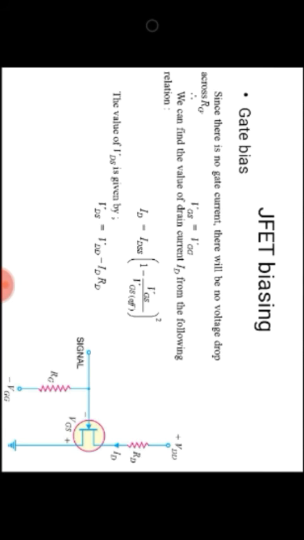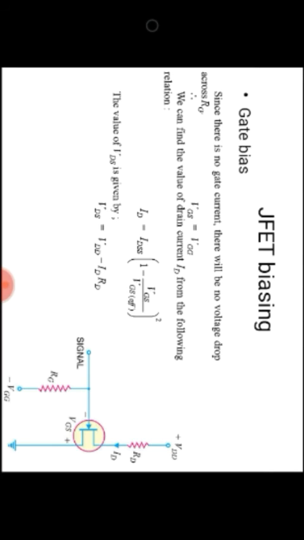So what is gate bias? As you see in the figure, we provide the supply at the gate, minus VGG, so that's why it's called gate bias. In this method, minus VGG ensures that the gate to source junction remains reverse biased, because we know that the gate to source junction is always reverse biased.